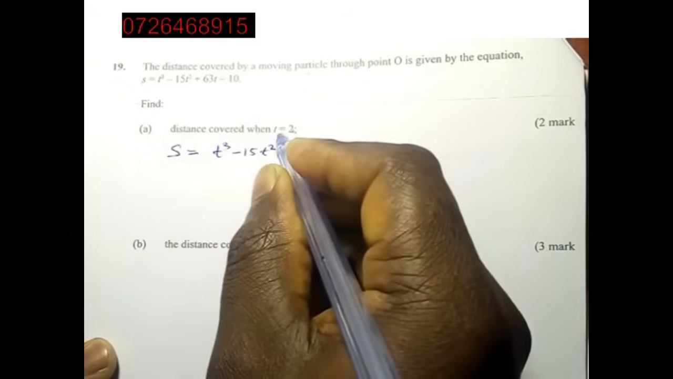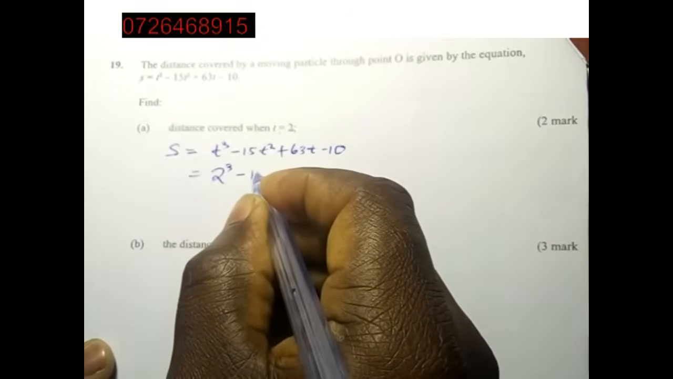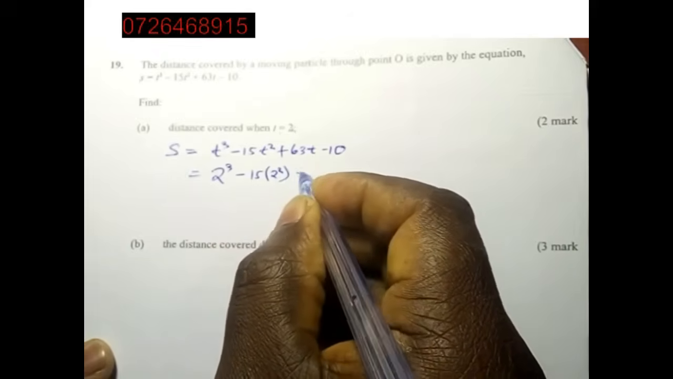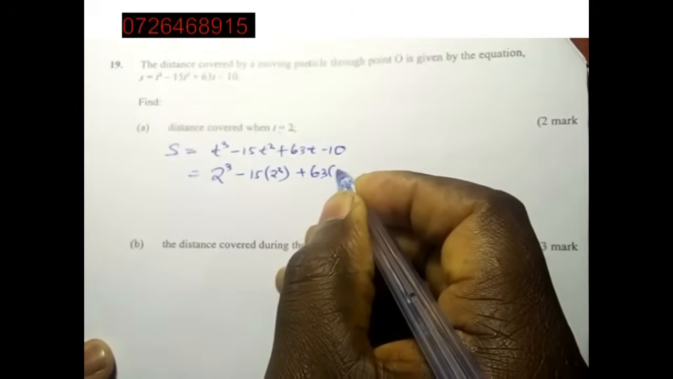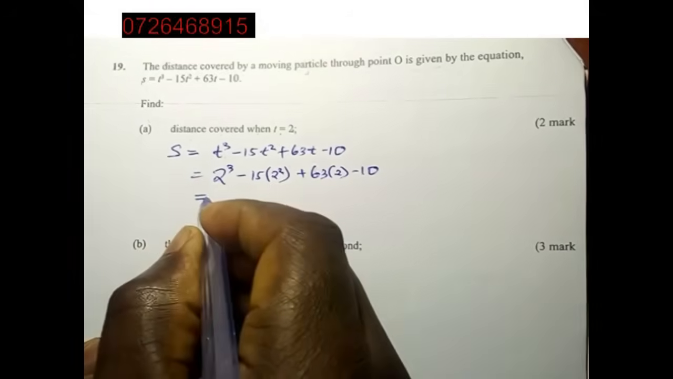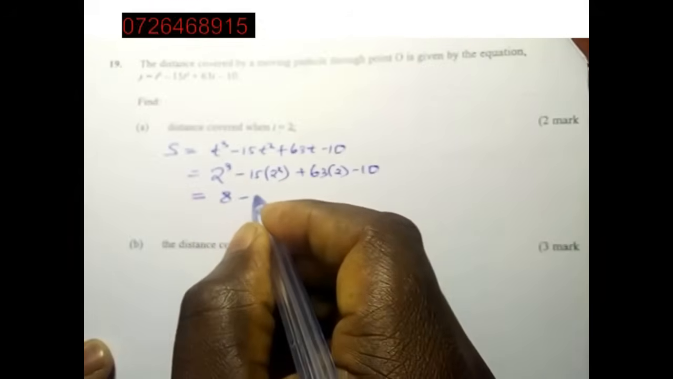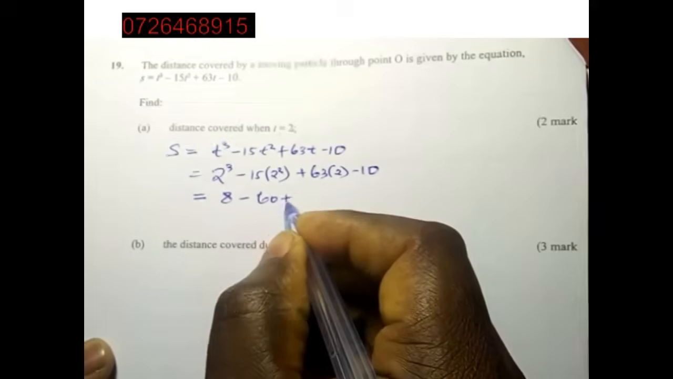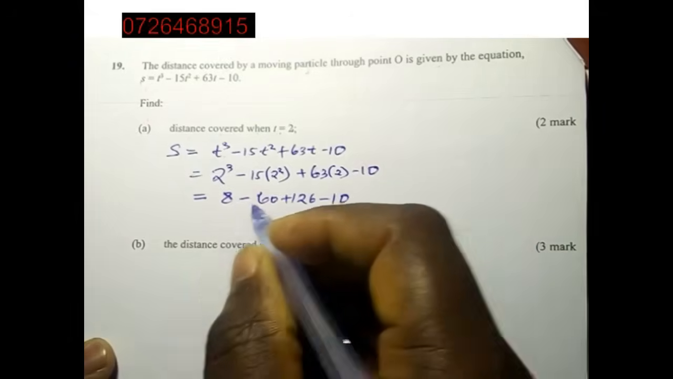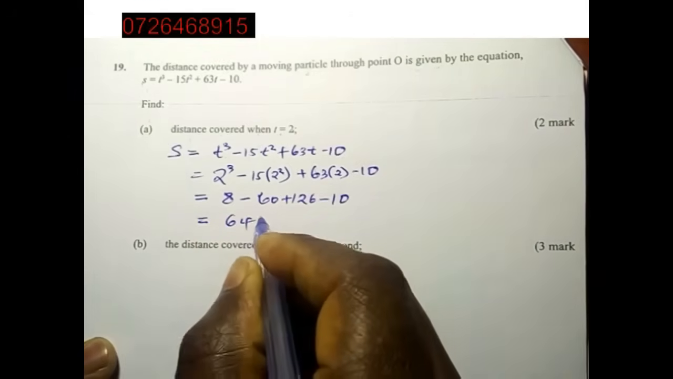Now substitute t with 2: 2 cubed minus 15 times 2 squared plus 63 times 2 minus 10. You only substitute. This will give us 8 minus 60 plus 126 minus 10. Press the calculator directly and you will obtain 64 meters.